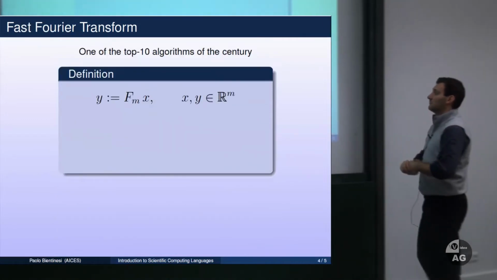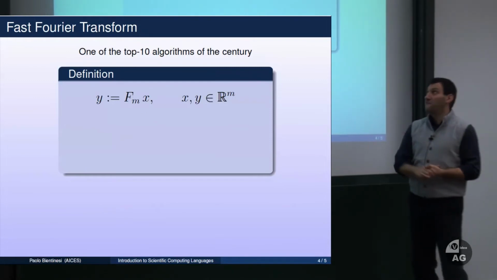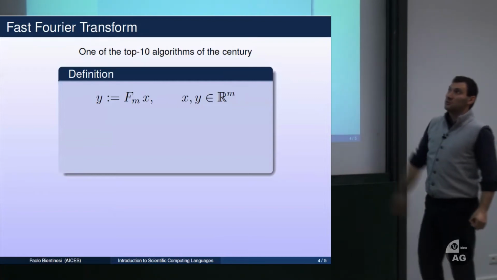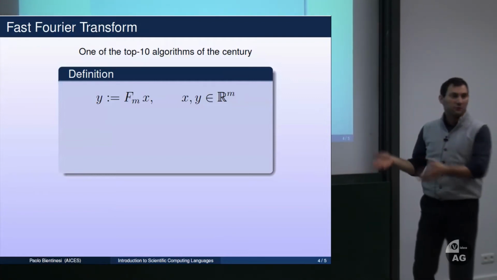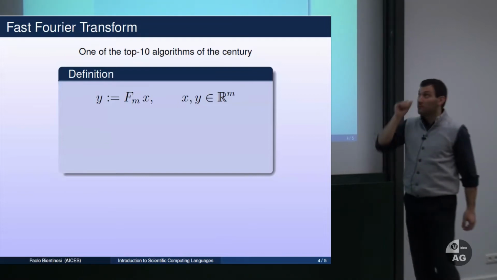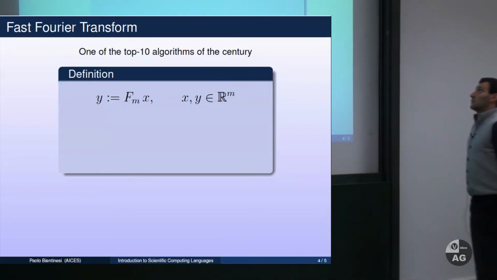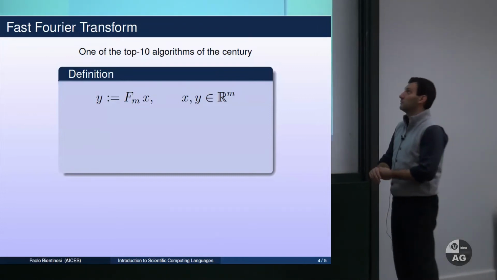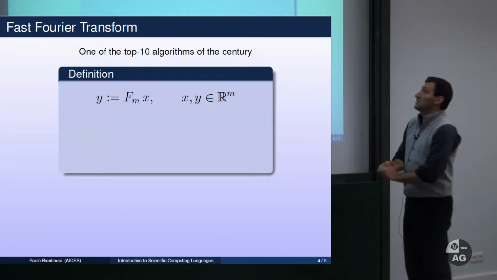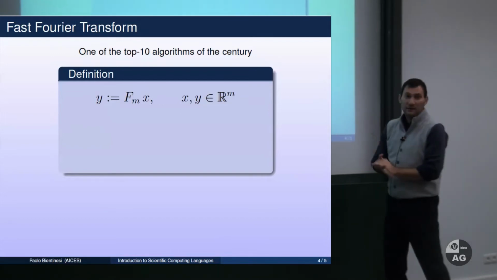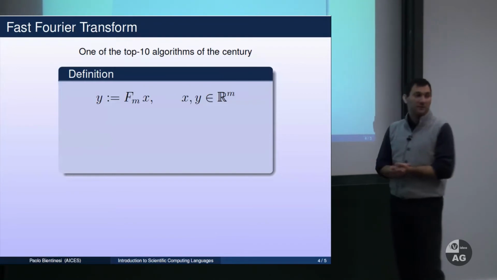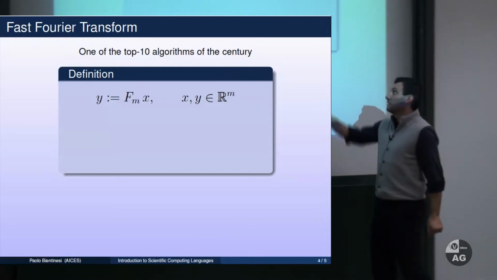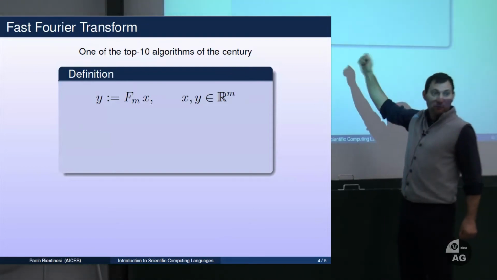I told you what the discrete Fourier transform is. And from now on, we will talk about a fast way of actually computing the DFT. And that's what it's called, the fast Fourier transform. It's a fast way of computing this Fourier transform. This is one of the top 10 algorithms of the century. It's immensely useful, immensely widespread. And at the end of the day, what is it? It's nothing more than a matrix vector multiplication. Nothing more than that.